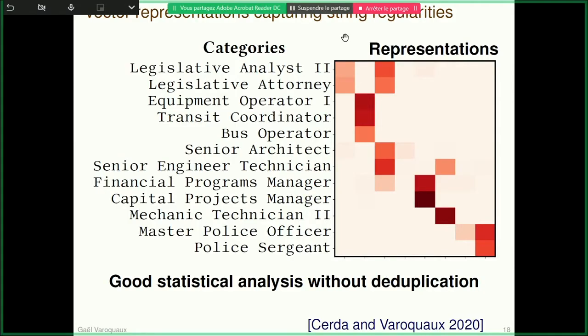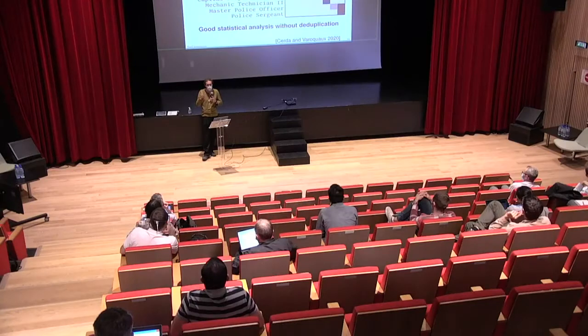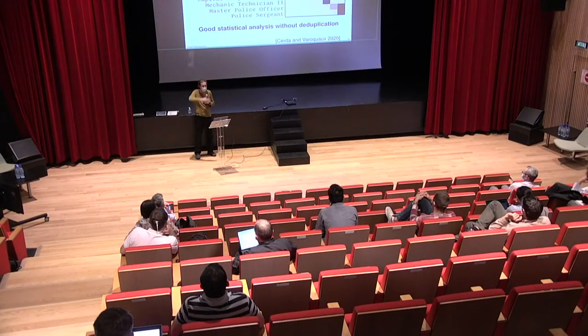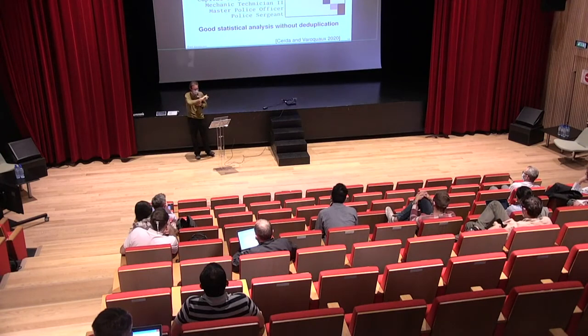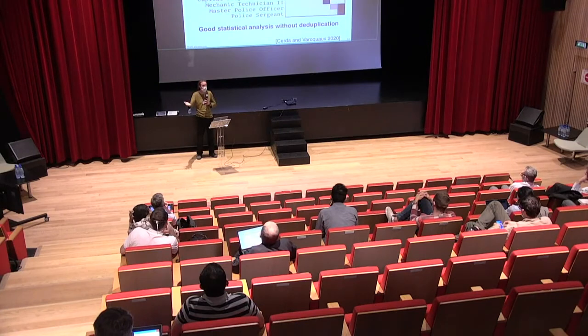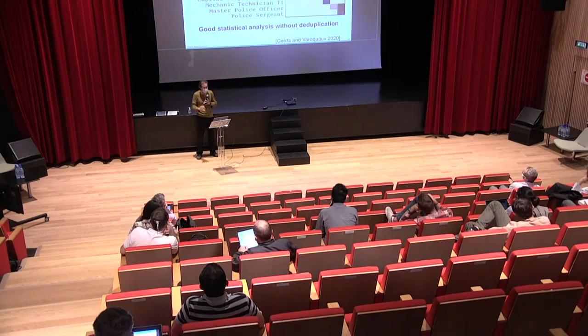And so once you do this, you can have a method that takes this uncurated set of strings and basically finds a representation. This is a real experiment. It finds a representation that finds latent categories. And you can even have tricks to name those latent categories. And then what we've shown is that by doing this, you can have good statistical analysis without manual deduplication.